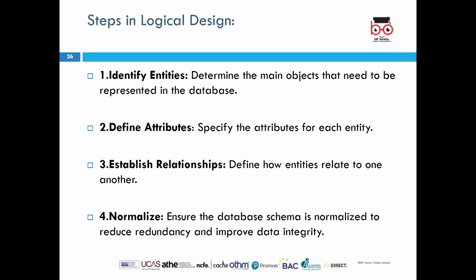So what are the steps that we have to follow? We need to be able to identify our entities. We have to identify what are going to be our primary keys, define our attributes. So what are the mandatory fields that need to be included, establish what is the relationship between them. Once the relationship is established, we can now normalize to ensure that the database schema is normalized to reduce redundancy and improve data integrity.